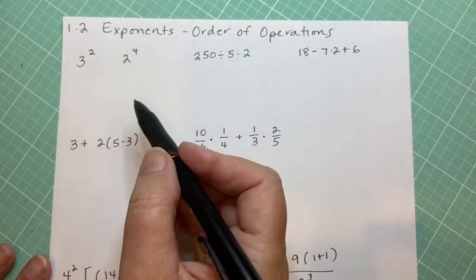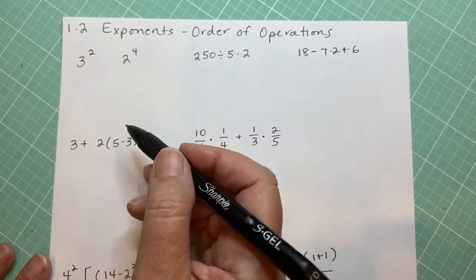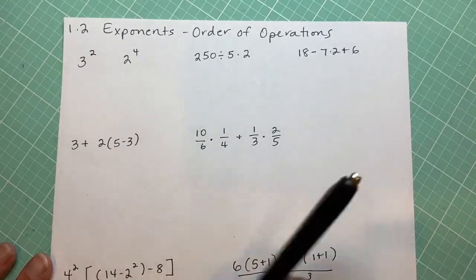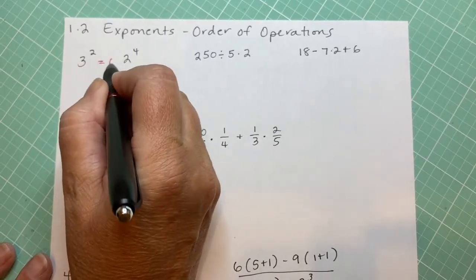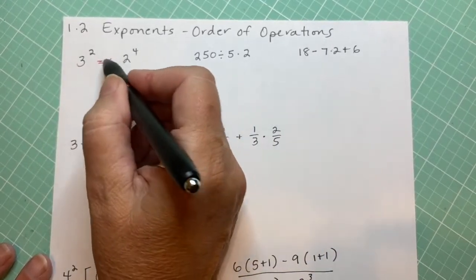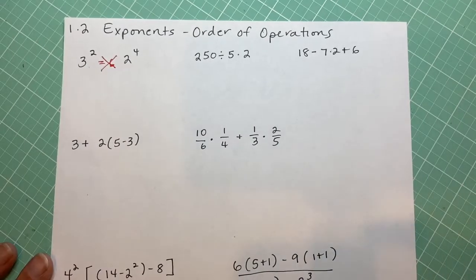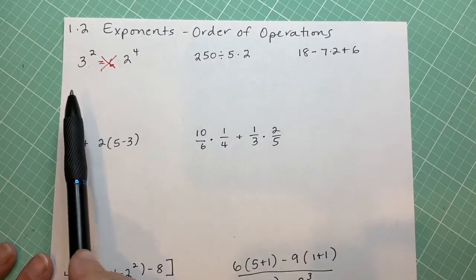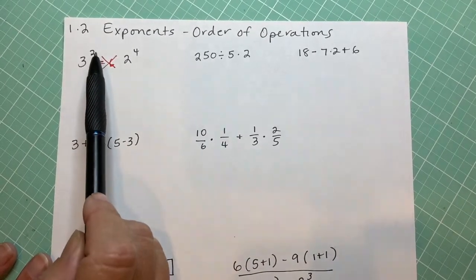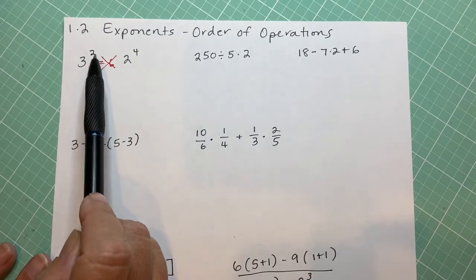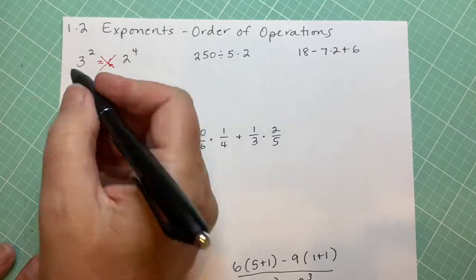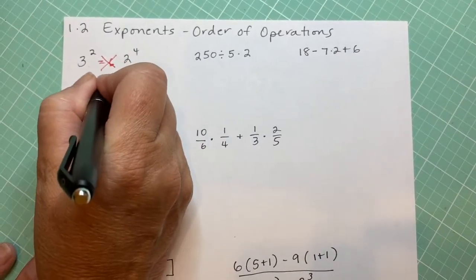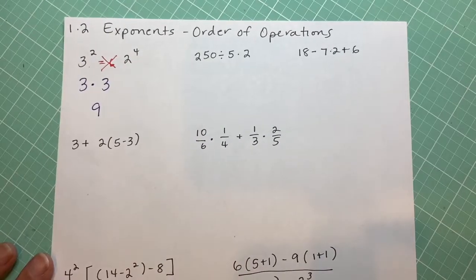So before we do order of operations, let's look at exponents. And the biggest mistake people make on exponents is they think 3 to the second power, they want to say 3 times 2 is 6. And that is not the correct answer. It's not 3 times 2. This 3 is your base, and this 2 is your exponent, and the exponent tells you how many times to multiply that base. So 3 squared is really 3 times 3, or 9.